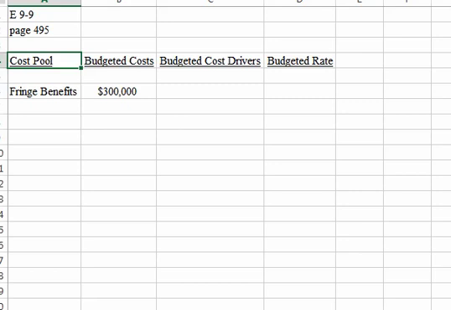Our budgeted cost driver for fringe benefits is determined that the best cost driver for fringe benefits is professional labor dollars. So they're saying that's what drives the cost. The more they spend in professional labor dollars, the more they end up spending on fringe benefits. Professional labor dollars were $1 million.